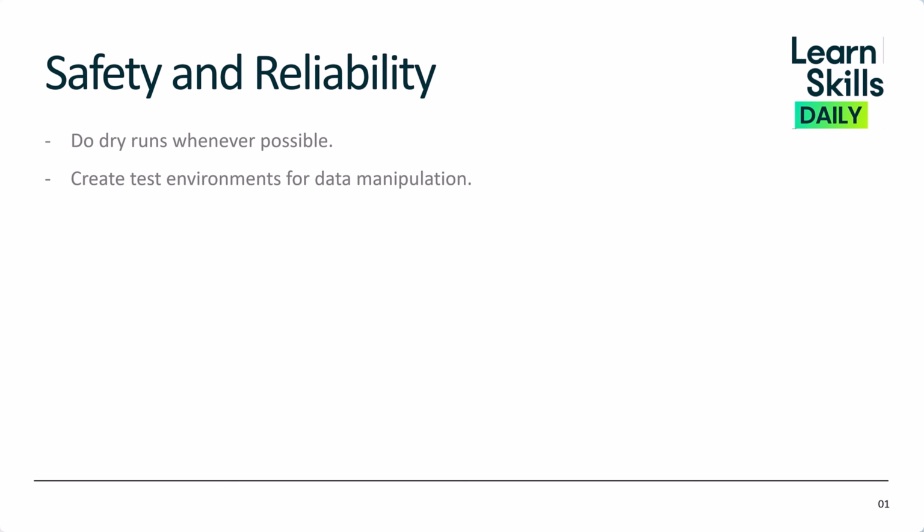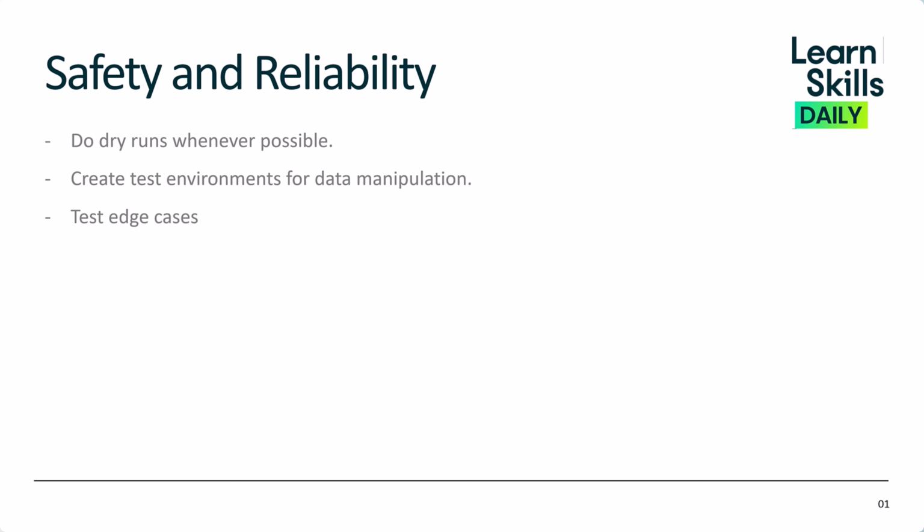Part of that is creating test environments for data manipulation. Most systems allow you to create test environments. I always recommend doing so and allowing your AI to influence that data before putting it out in the wild. The last thing you want to do is introduce an AI component to an existing process on live data, and all of a sudden you have a big mess on your hands that's challenging to clean up. So always make sure you're using test environments for your data manipulation.